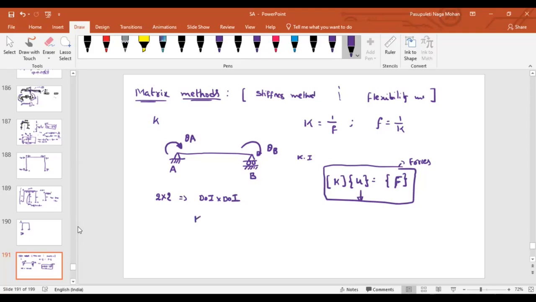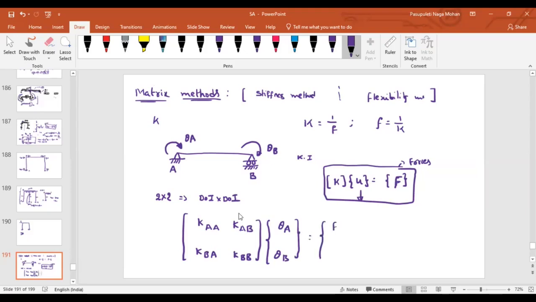If I just write it down simply, according to this problem, KAA, KAB, KBA, KBB, times what are the unknown displacements here? Rotation at A and then rotation at B. That will be equal to the force corresponding to point A and the force corresponding to B. Now, as you can see here, this is your stiffness matrix, this is your unknown displacements, and this is your force matrix.